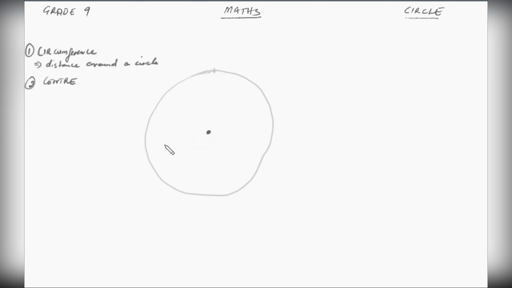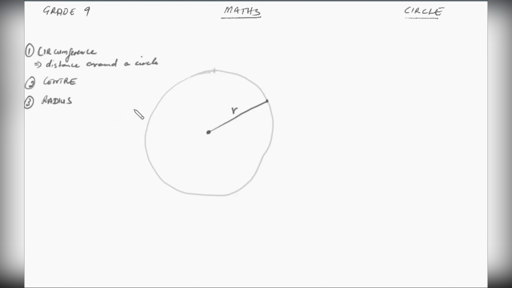Okay? Now, if you move from the center to any point on the circumference, this is the radius, R. So the distance from the center to any point on the circumference is actually the radius of a circle.